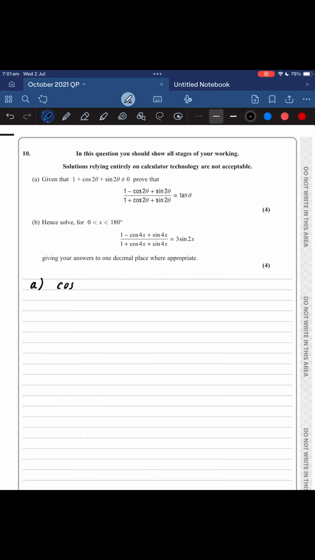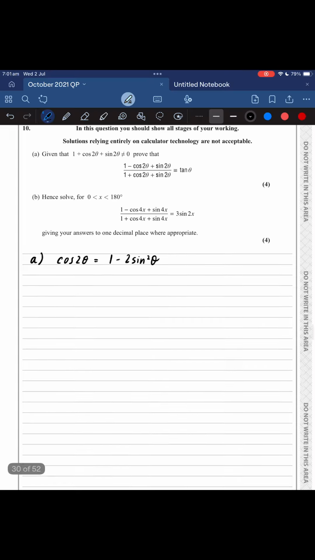Welcome back to this series, and this is question 10 part A, and it's a trig identity. It's quite a tough question if I'm gonna be honest. So here we're using 1 minus cosine 2 theta is 1 minus 2 sine squared theta. So we plug this into our formula, and we're gonna see that the 1's cancel out on the top.